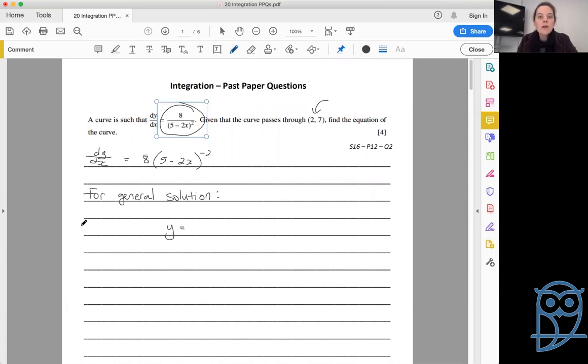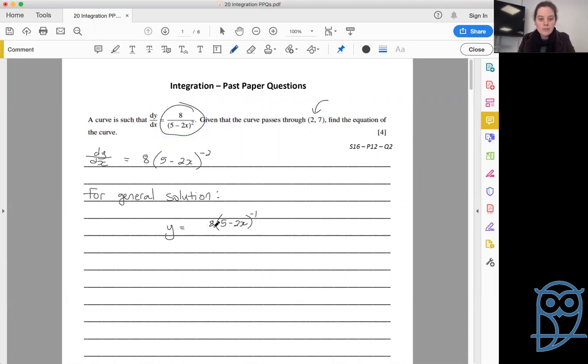So in this case, we don't worry about the integration notation using the integral sign and the dx because we're simply reversing from a dy to a y. But as we integrate that side, we have to integrate the other side as well because we must always do the same thing to both sides of an equation. So when we integrate this, our 8 stays. (5 minus 2x) stays exactly the same. Minus 2 plus 1 gives us minus 1.